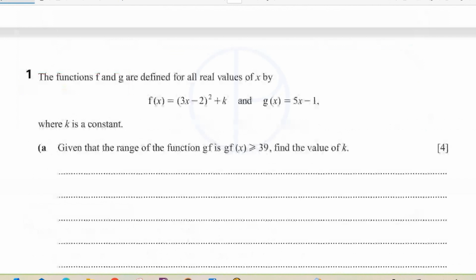The first question is: the functions f and g are defined for all real values of x by f(x) equals (3x minus 2) the whole squared plus k, and g(x) equals 5x minus 1, where k is a constant. Given that the range of the function gf is gf(x) greater than or equal to 39, find the value of k.